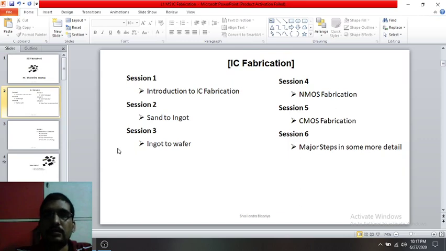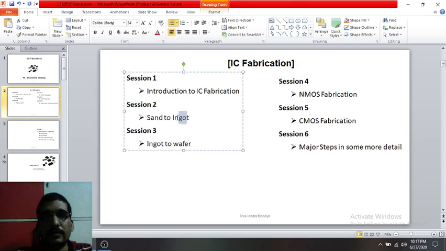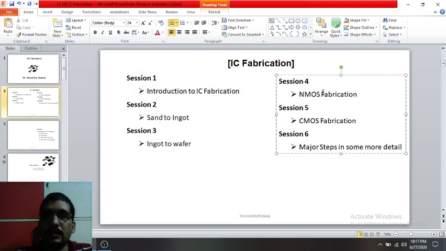These are the outlines of my lecture sessions. In the first session, I will cover an introduction to IC fabrication, then how we fabricate an ingot from basic raw materials like sand, etc. Then we will talk about how we can fabricate wafers from the ingot. Then we will discuss the NMOS fabrication steps and CMOS fabrication steps. And in the last session, I will cover all the major steps in some more detail regarding IC fabrication.